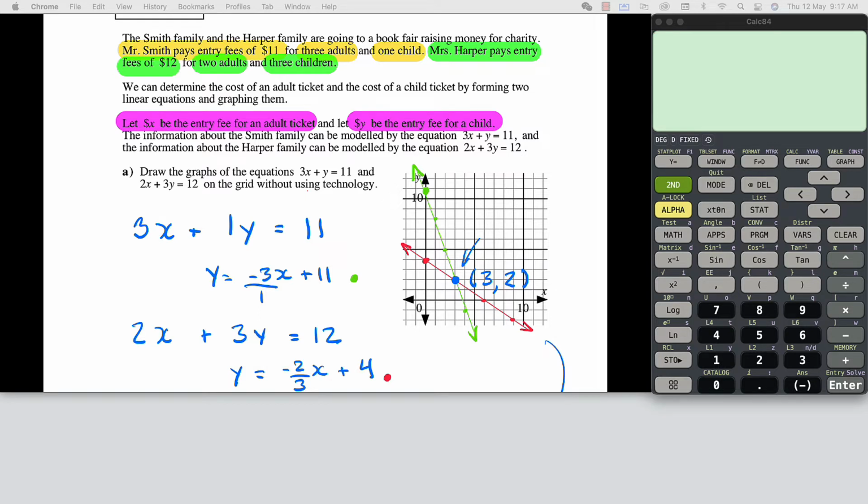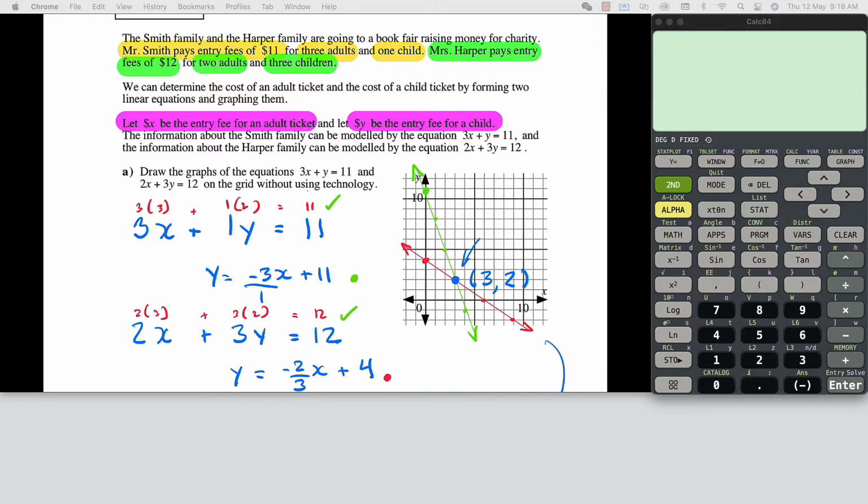Because if I take the 3 for the x and substitute it in here, I get 3 times 3, which is 9, plus the y value of 2, which equals 11. So those 2 points make this equation true. Now, if I put it into the other equation down here, it should also be true. So 2 times x, which is 3, plus 3 times y, which is 2, I get 6 plus 6, which equals 12. And again, that is true.